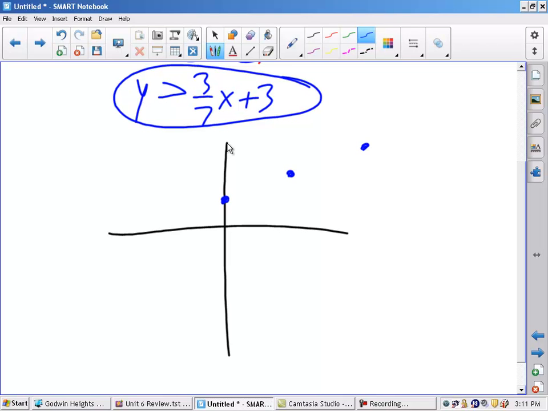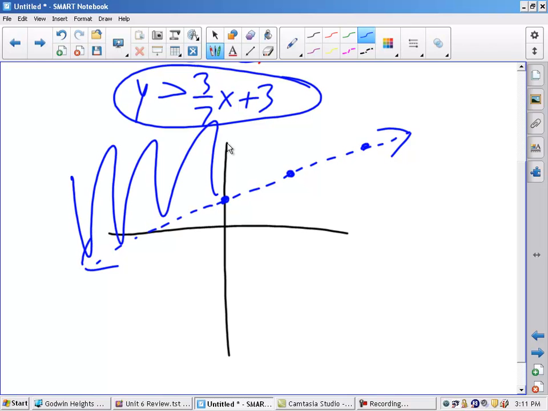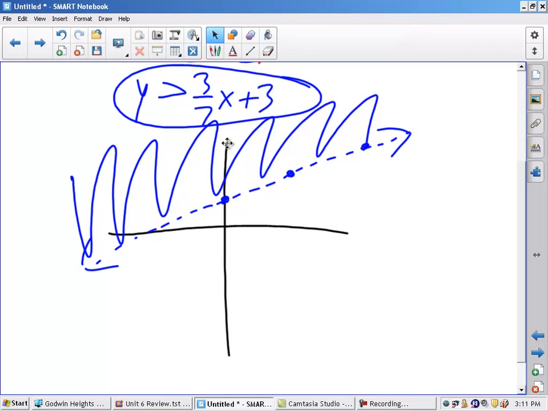And then I decide what kind of line. It's going to be a dashed line. And then you have to decide, is it above or below, and it happens to be above. And so that's your solution. Everything above that, but not including it.